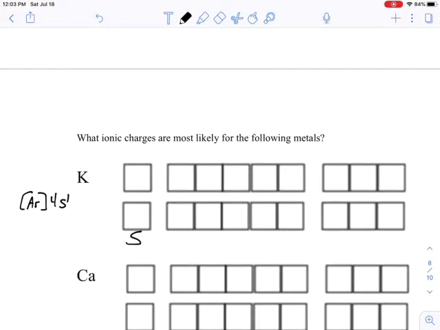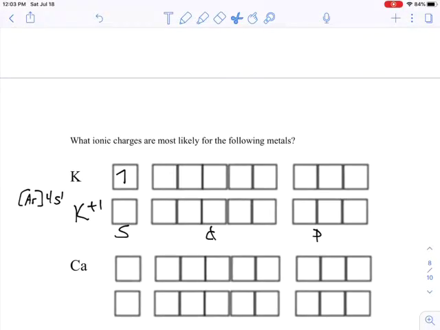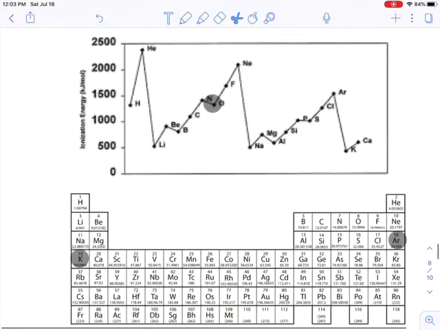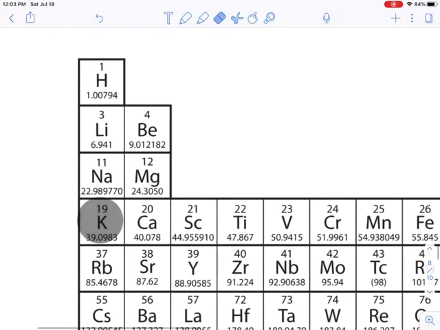So all we have to do for these guys, again, these are your S's, your D's, and your P's that are here. Here's potassium that looks like this. Well, look, what charge is potassium going to go to? If we just take this electron away, out it goes. Now it becomes potassium with a plus one, and it looks like this. So here is potassium. There is potassium plus one. Plus one is the obvious charge for that.